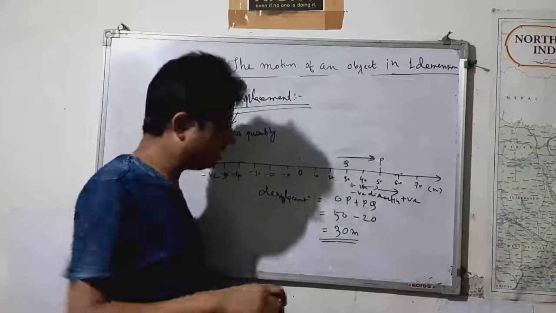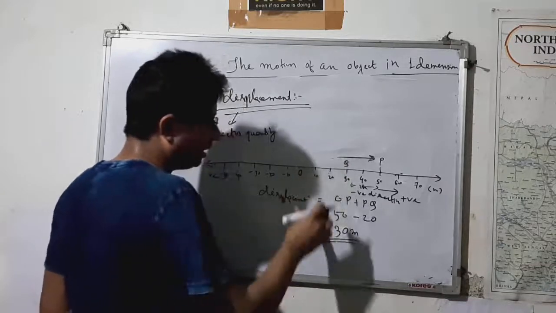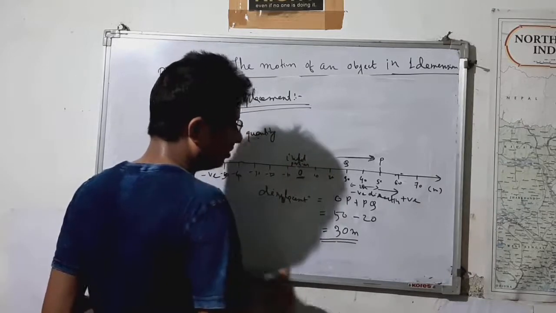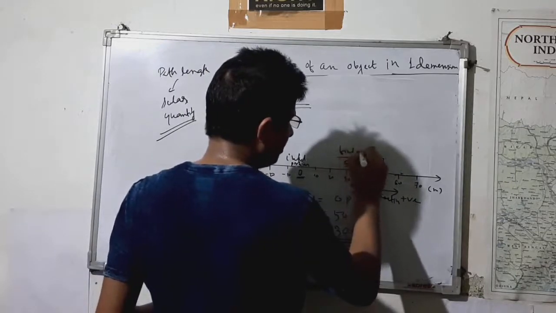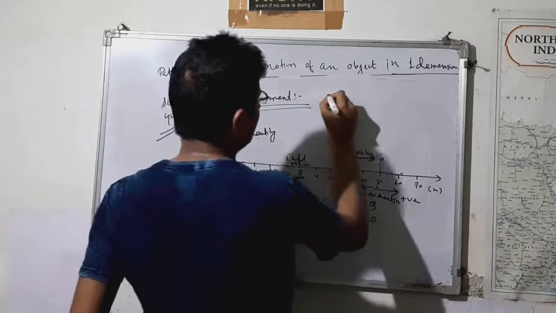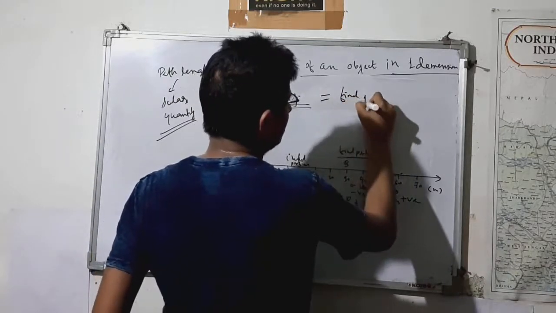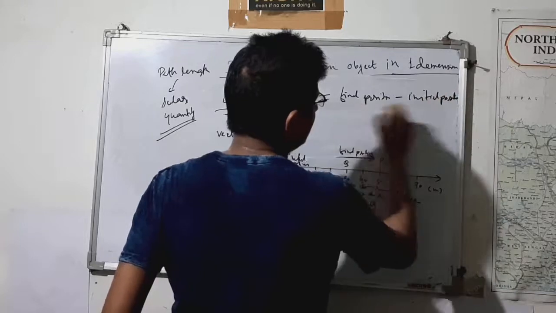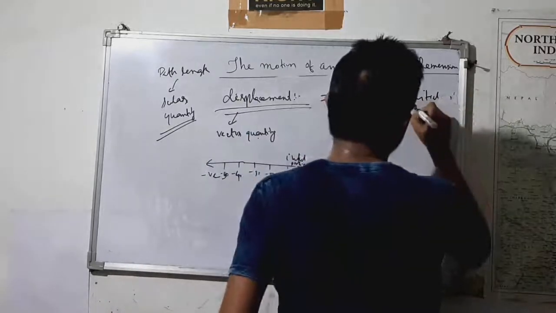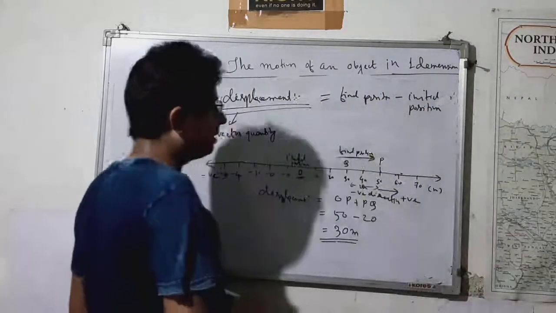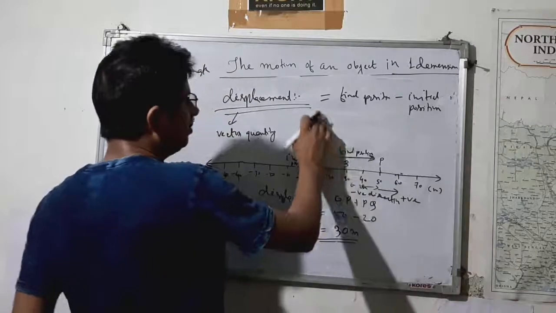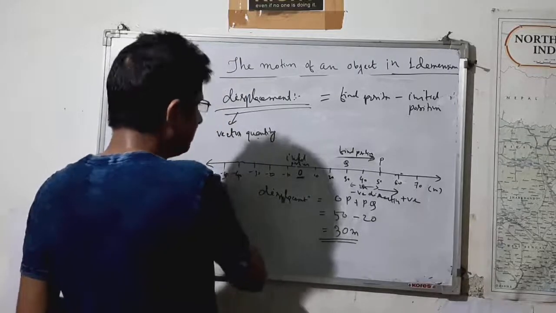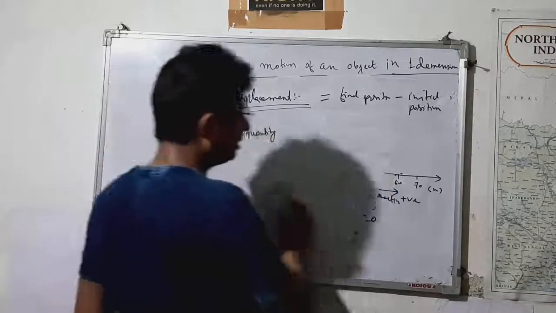Now, if you notice carefully, displacement is nothing but the difference between the initial position, which is 0, and the final position. So displacement is equal to final position minus initial position. With the help of this formula, we can easily calculate the displacement. Now we have understood the two vital concepts, one is path length, another is displacement.